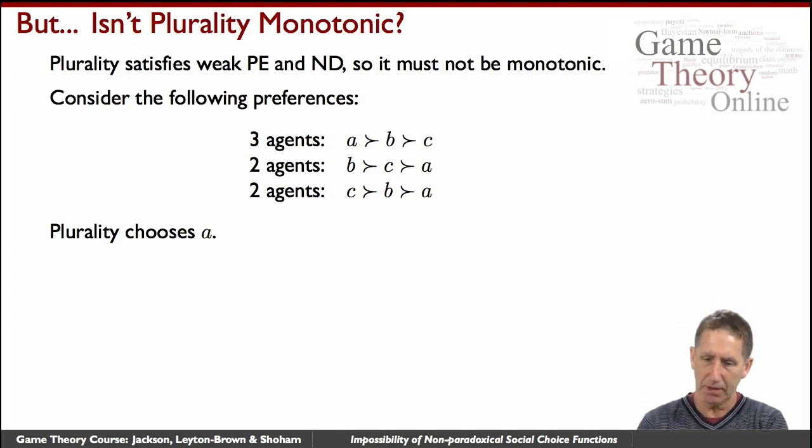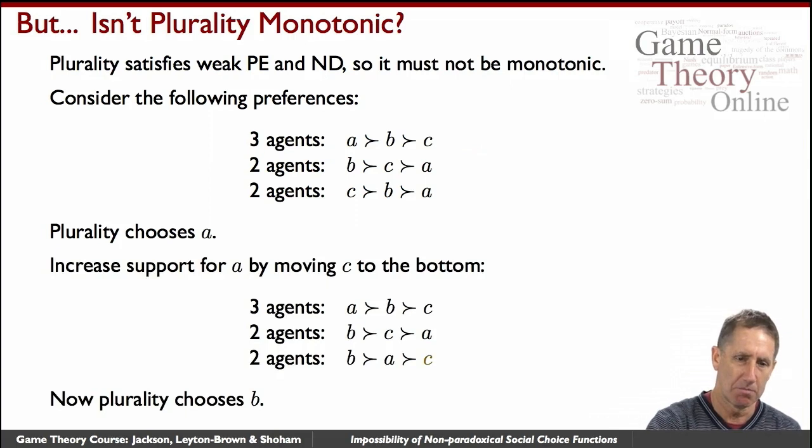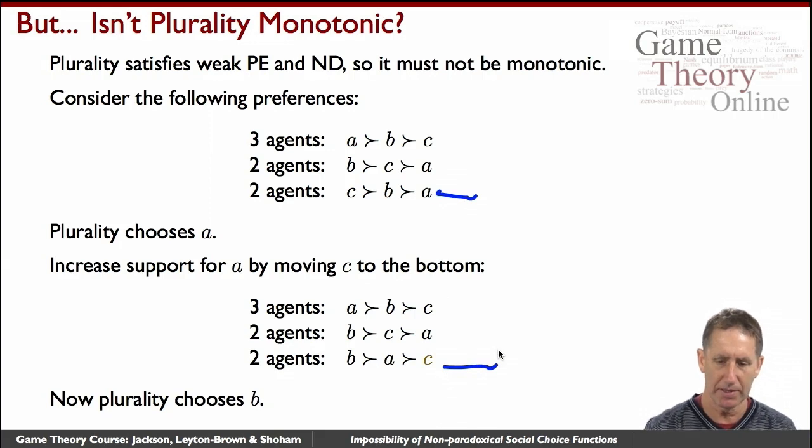Three of the agents prefer A to B to C, etc. And clearly then A would be the winner under plurality, because 3 agents would vote for A. Now, what happens if we modify this preference to this preference? We simply make A's situation better.